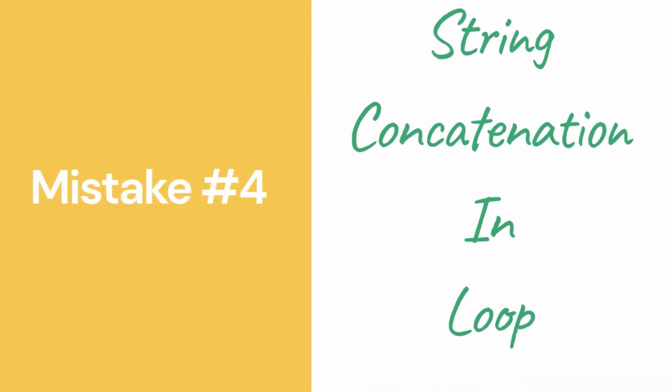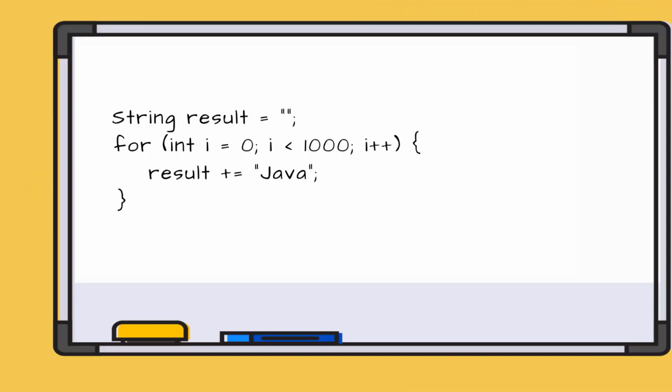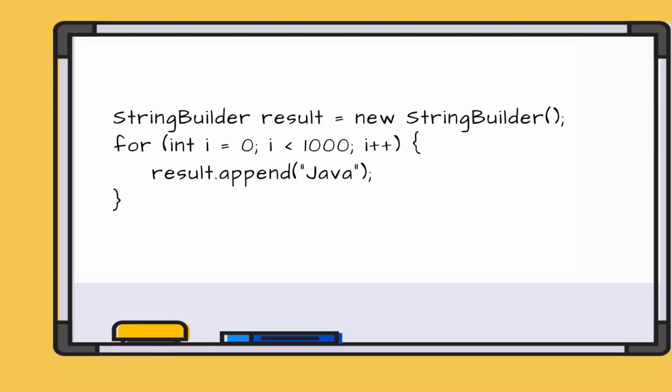If you're using + to concatenate strings inside a loop, stop right now. Let me show you why. Every time you add a string, Java creates a new object in memory. That's 1,000 new objects, wasting memory and slowing down your app. Instead, use StringBuilder, which is much faster and memory efficient.